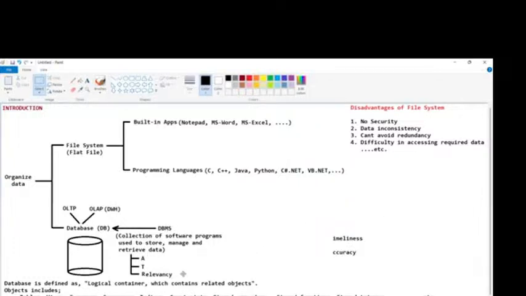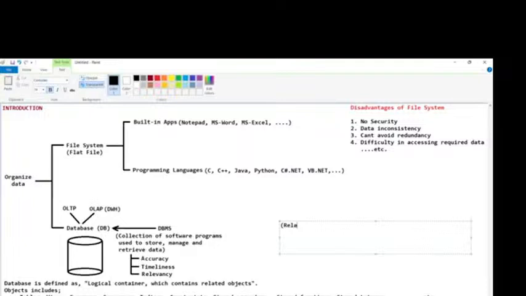Relevancy, timeliness, accuracy. A collection of software programs used to store, manage, and retrieve data, based on how many factors? Three factors. How do you describe them? Yeah, you can say like this: relevancy, related data; timeliness, within the time; accuracy, free from errors.